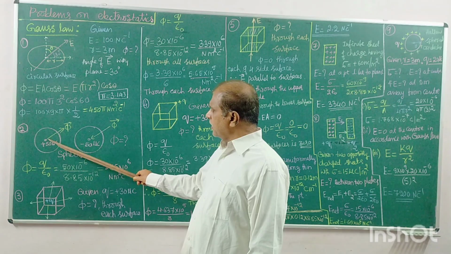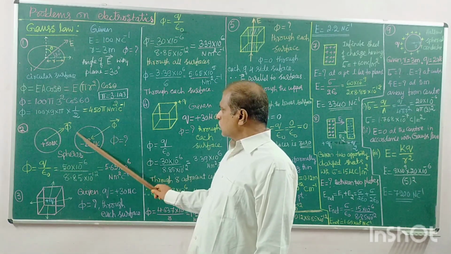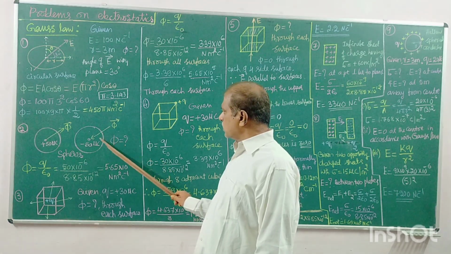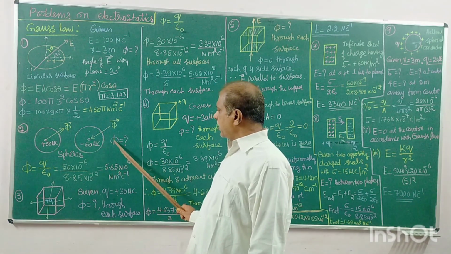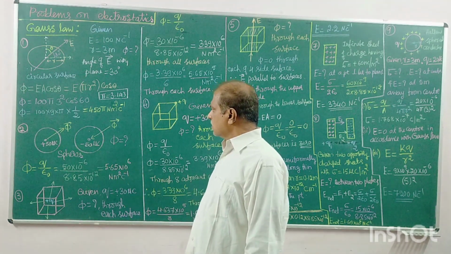And we calculate the magnitude of charge enclosed. The shape of the enclosure is spherical, the two spheres. What is the electric flux through the surface? The magnitude of electric flux through this surface and this surface.